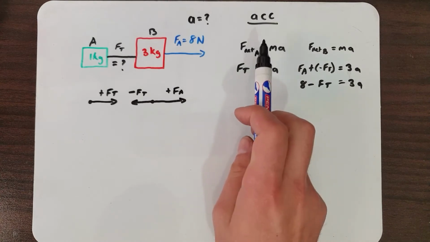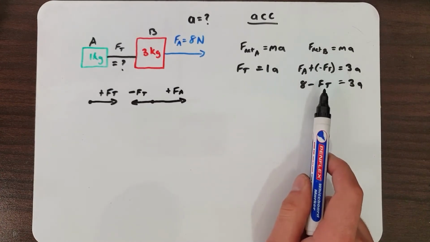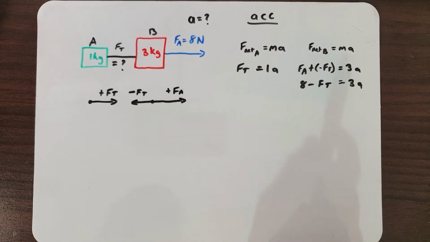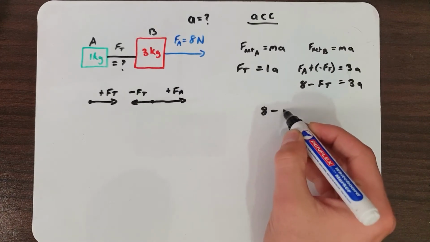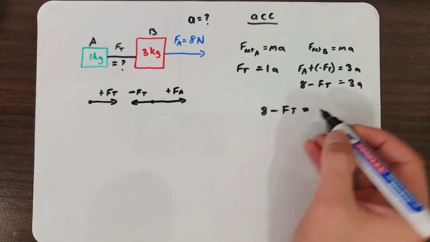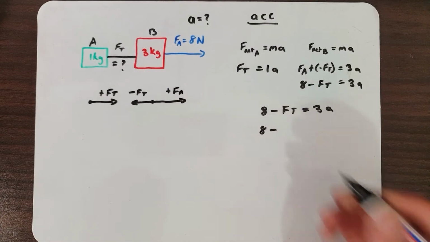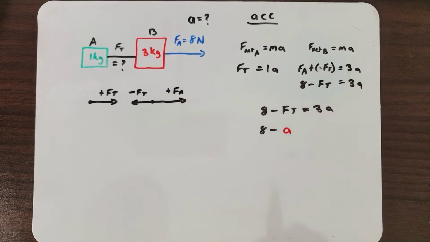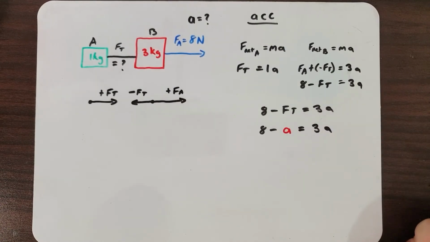Obviously, we're trying to solve for acceleration, and so we need to get rid of Ft. Because we know that Ft is equal to 1A, we can substitute that in for Ft. And so we get 8 minus Ft is equal to 3A. We can substitute in that value, giving us 8 minus 1A, so we can just put A in there, is equal to 3A.